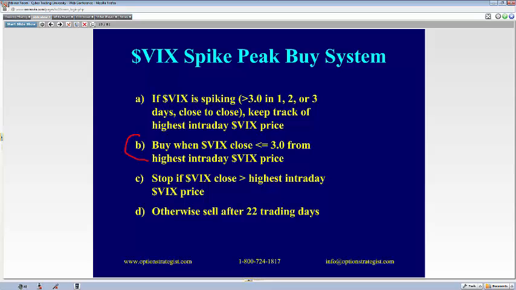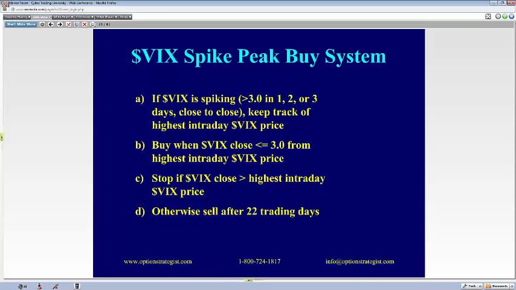Once the buy signal is in place, our system has a stop out. If it goes back and closes higher than 19.80 later on, that would stop you out. Otherwise, we hold the trade for 22 trading days, about a month. I'll show you some statistics on the system in a minute.